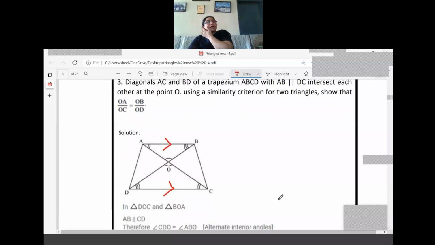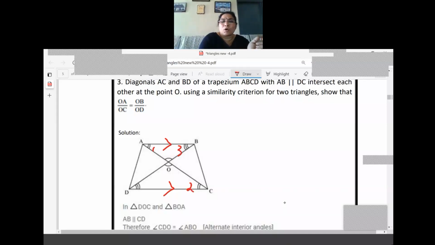Now, which triangles are we taking here? DOC and BOA only. Already it is given that they are parallel, and equal parts are marked. As you know it is a parallel line, angle A and C, I'll just mark 1 and 2. It is an alternate interior angle. Here 3 and 4 are also alternate interior angles only. Now what about these two angles? Vertically opposite angles.